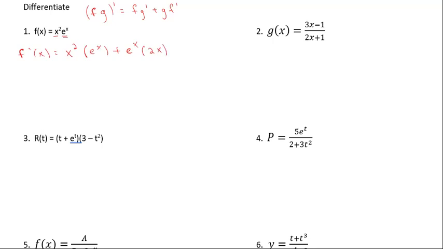Now we can simplify this a little bit. Notice that each of them have an e to the x. So if I pull out that greatest common factor and move e to the x to the front, then I will be left with x squared plus 2x.